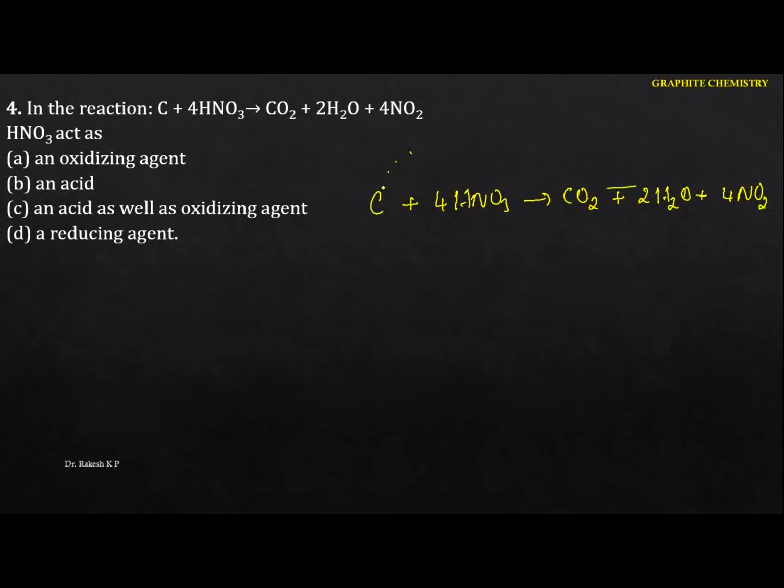So let me take this particular one here. This becomes 0, and if you calculate here we are going to get plus 5, and here we are going to get plus 4. I'm going to take this one here. This becomes plus 4. But here we have to identify the nitric acid. Just go to this one here.